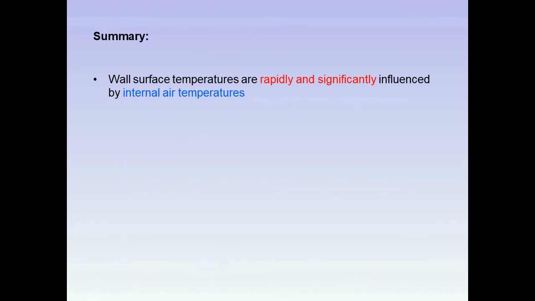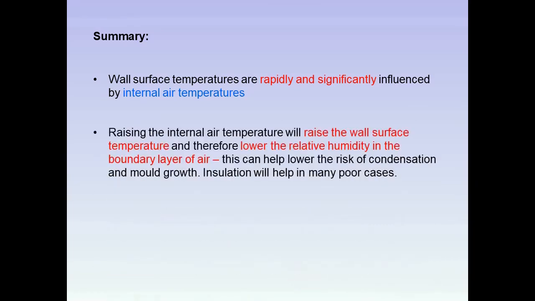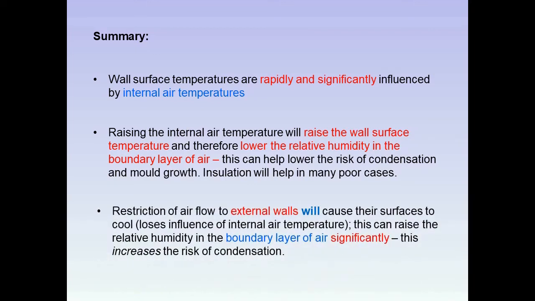So, to summarise, wall surface temperatures are rapidly and significantly influenced by internal air temperatures. Raising the internal air temperature will raise the surface temperature and therefore lower the relative humidity in the boundary layer of air. And of course this can help lower the risk of condensation and mould growth. And indeed insulation will help in many poor cases. Restriction of airflow to external walls will cause their surfaces to be cooler, simply because we lose the influence of internal air temperature.